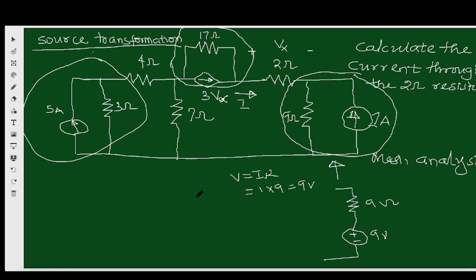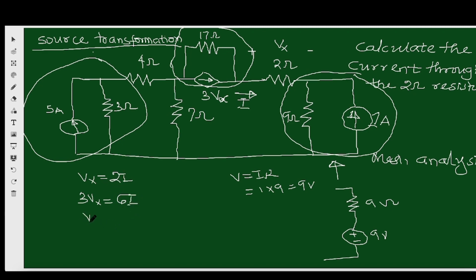So for this one, what do we do? This is Vx, right? And we have 3Vx here. Vx is the voltage on 2 ohms. And of course, Vx is 2 multiplied by I, because the current flowing through 2 ohms is I. Vx is equal to 2I. Which means the current of this current source is 3Vx, so 3Vx equals 6I. That's 3 multiplied by 2I.